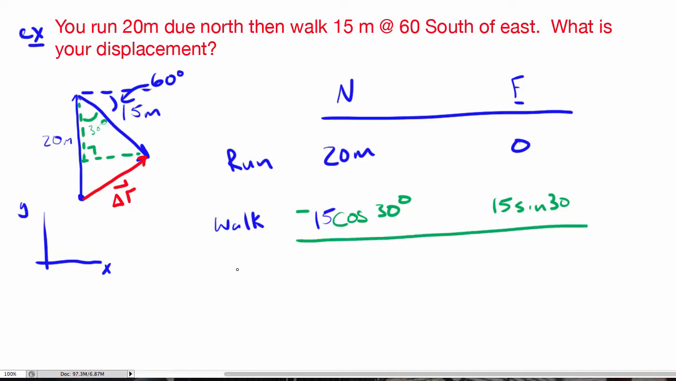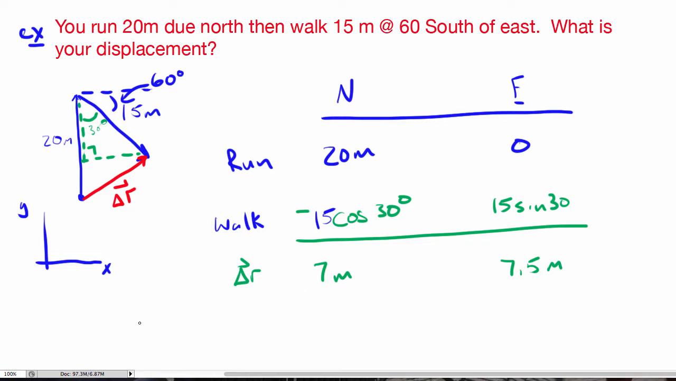So in order to get my displacement, I just add these two terms together. So I get 20 meters minus 15 meters times the cosine of 30. And if you do that calculation, you should get something like 7 meters. And that should be a positive 7 meters. And then this side, 15 times the sine of 30, that's actually 7.5 meters.